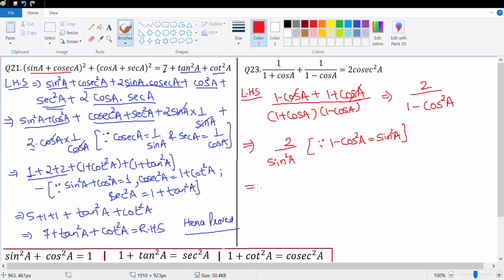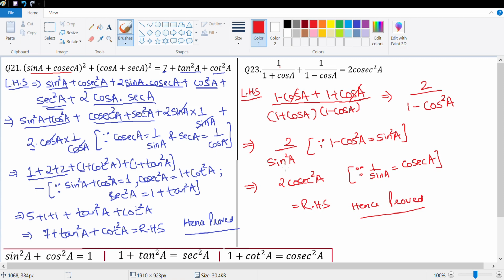And then this becomes 2 cosec square A. Why? Since 1 upon sine A is equal to cosec A. This is something that we already know. So this is basically equal to my right hand side, and hence proved. Done. So you look at left hand side and see how you can convert the terms on the left hand side to the terms on the right hand side. Wonderful. Let's look at the next question.